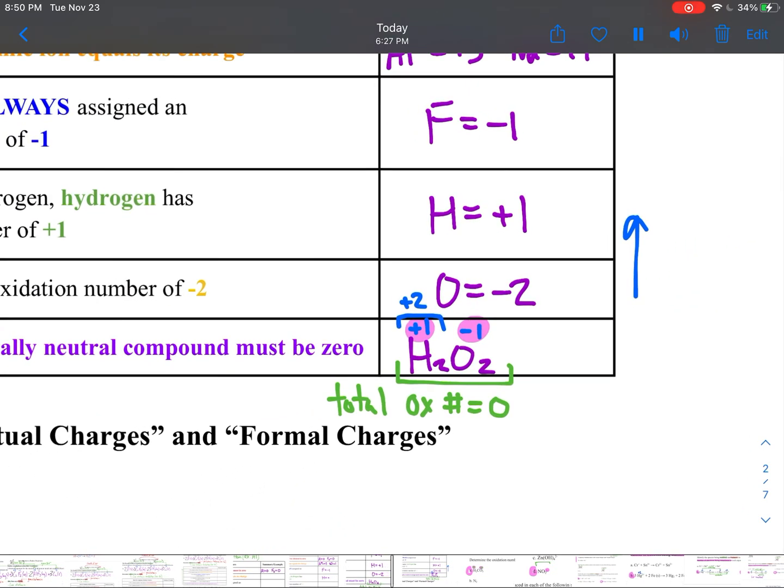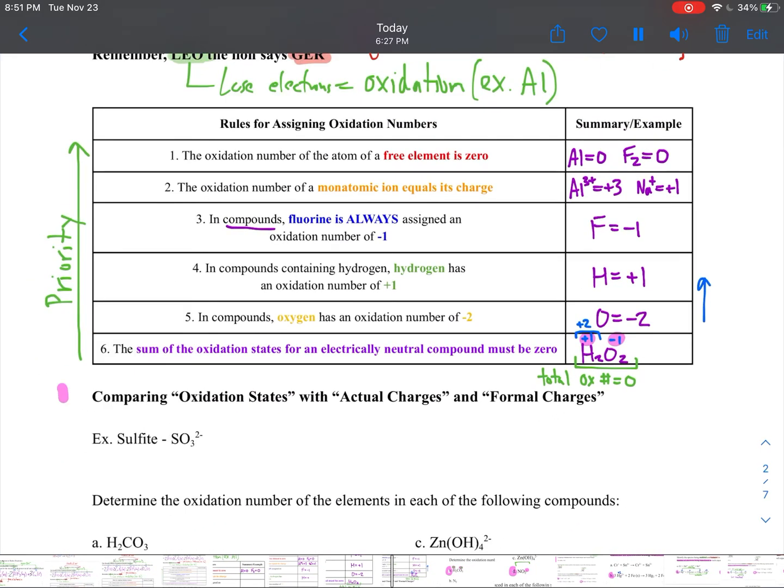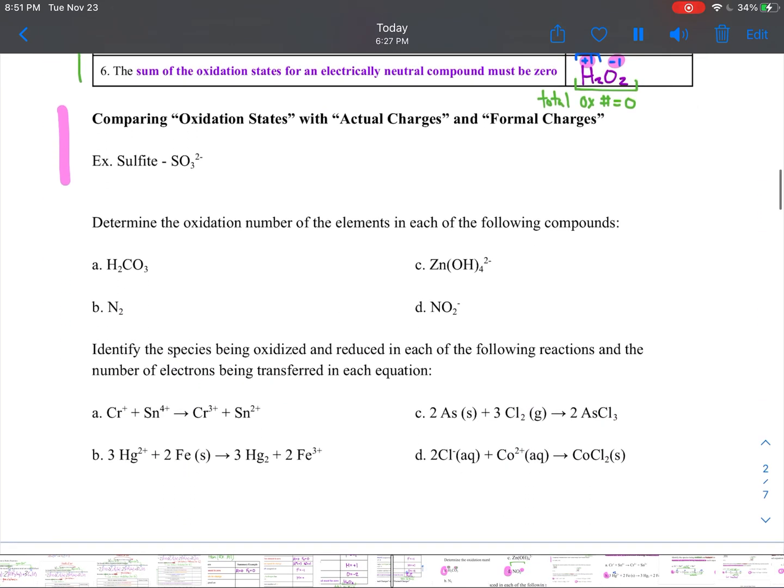Now that does contradict what I just said right here. But to be fair, I told you that we have to sometimes go with the higher priority when there's contradictions. So oxygen usually is -2, but in this compound, its oxidation number is -1. Okay, now we're going to skip this and come back to this in class. It's kind of an important bit that I want to talk about together. And we're going to do the examples A and D in both of these examples.